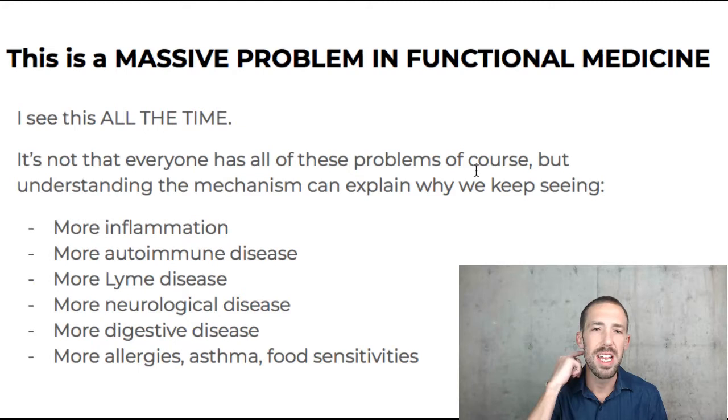This is a massive problem in functional medicine. We see people with chronic fatigue and anxiety and bloating and depression, all the things. We see this all the time as a root cause in my practice. And like the slide says, it's not that everyone has all of these problems. But when you understand the mechanism, it can explain why we keep seeing more inflammation, more autoimmune disease, more Lyme disease, more neurological disease, more digestive diseases, more inflammatory bowel disease, and patients come in with more allergies, asthma, food sensitivities. They'll say, I didn't have allergies growing up, but it all started 5 years ago, and it was barely noticeable. And then this year, I can hardly breathe. They're asking the correct question: I wasn't born with this, so why do I all of a sudden have this disease or this condition?